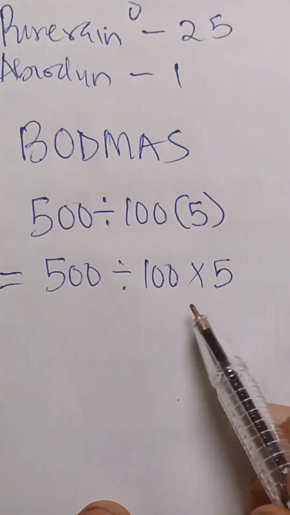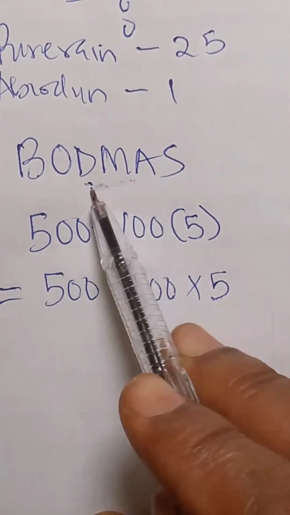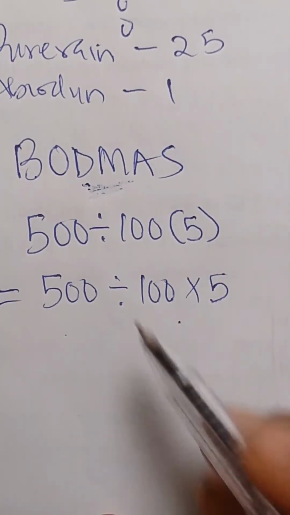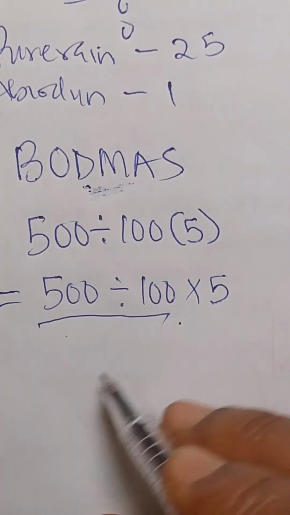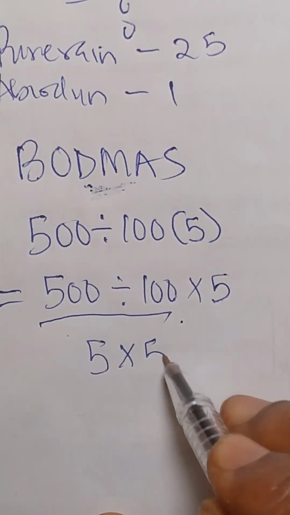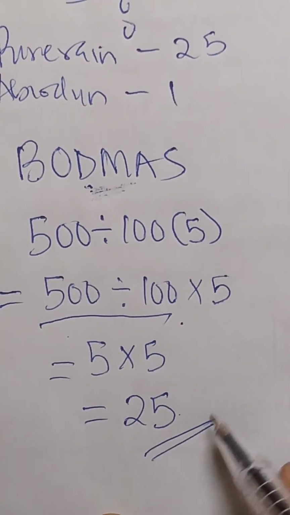And again, you apply BODMAS here. Division and multiplication are on the same level, so you apply the one that comes first from left to right. Here, division came first, so you divide first. 500 divided by 100 will give us 5. 5 times 5, and the answer is 25. So the correct answer is 25.